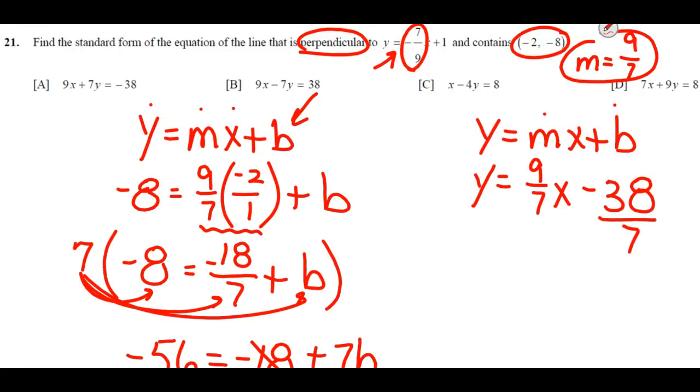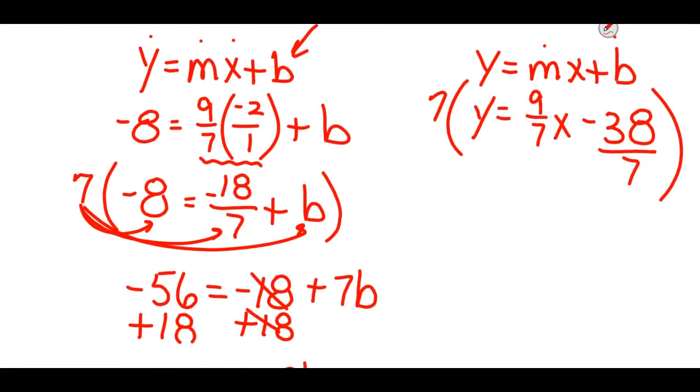So now I'm going to get rid of my fractions because I have to put it in standard form. So I want to deal with the fractions first. So again, I'm going to go back to the distributive property. I'm going to multiply by 7 here. Now, again, I'm going to try and remember everything here.